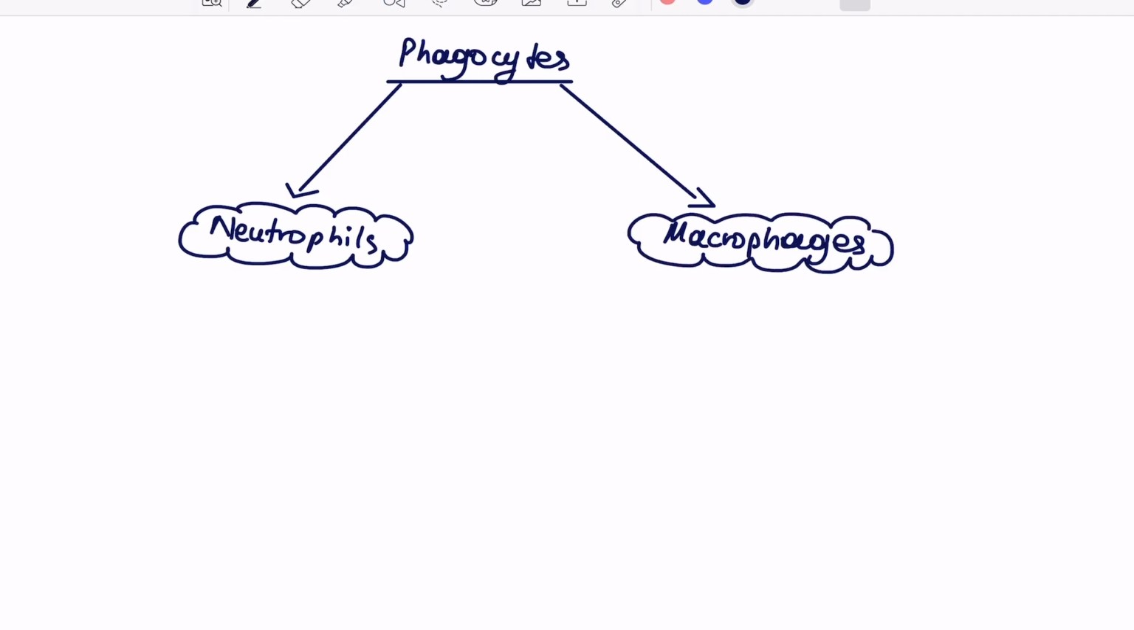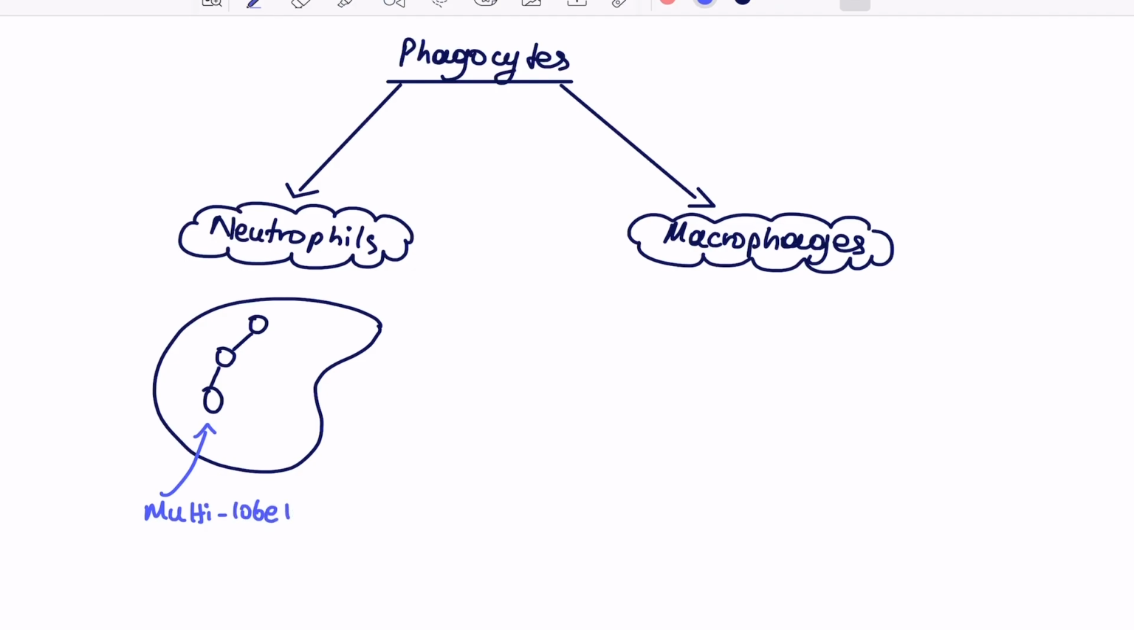So I already started writing out here, and you can see the two major phagocyte types that you need to know are the neutrophils and the macrophages. In exams, you can actually be asked to draw out the neutrophils or the macrophages in a 2 or 3 marker question, so it's important to be able to differentiate them.